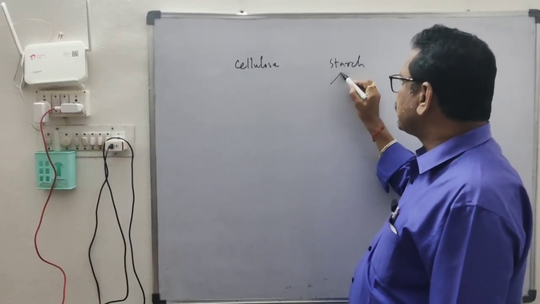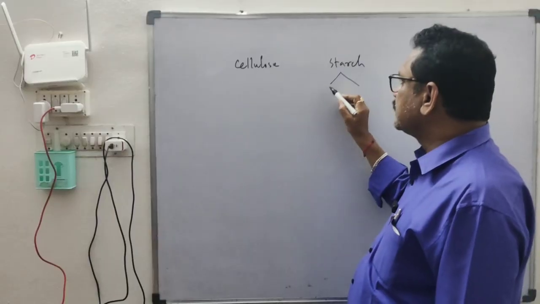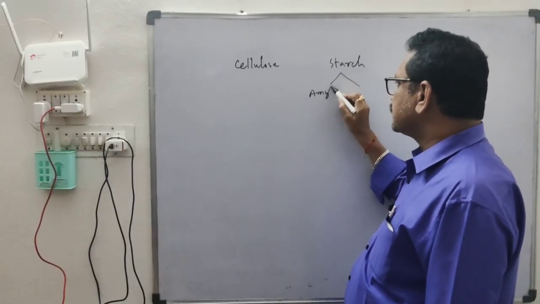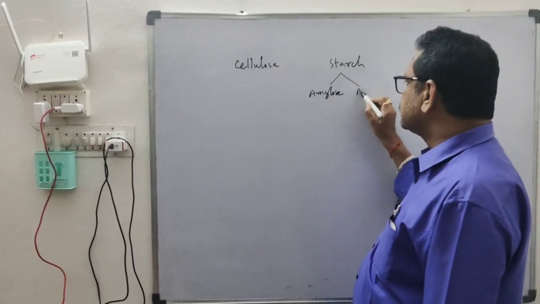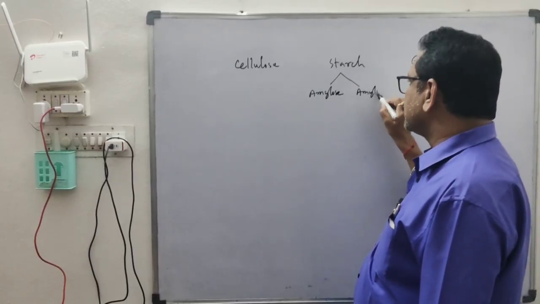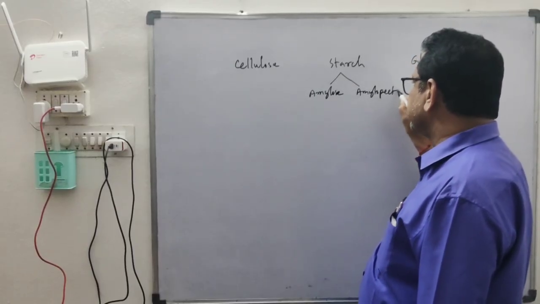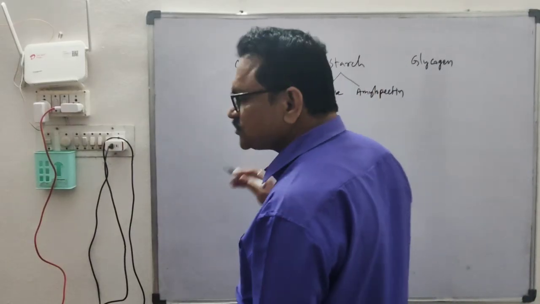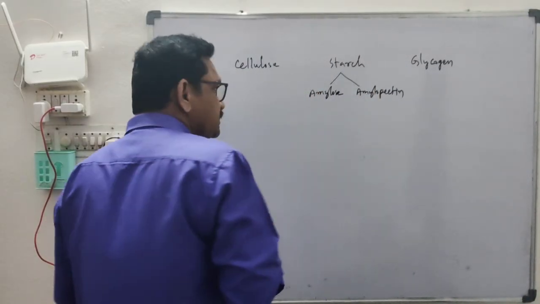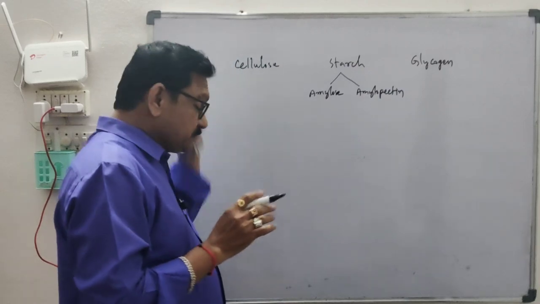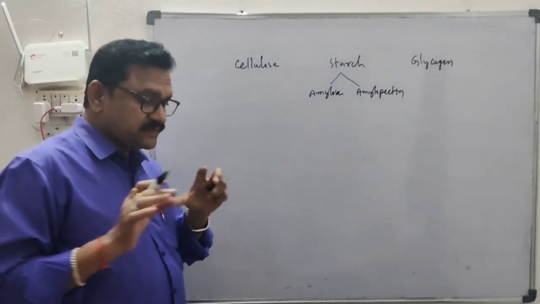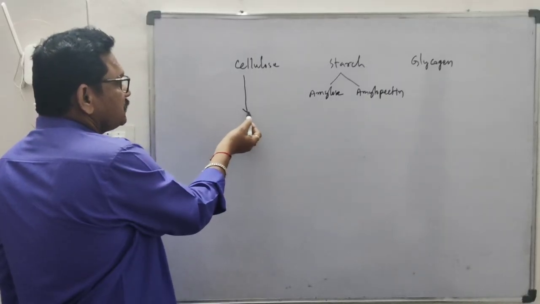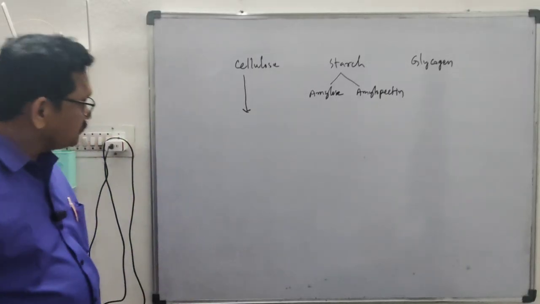Here starch has two parts. Starch contains one part, amylose, and another part, amylopectin. Suppose starch has two parts: one is amylose and another one is amylopectin. So of course, I give you some introduction for your clear understanding. Now we are going to discuss cellulose.